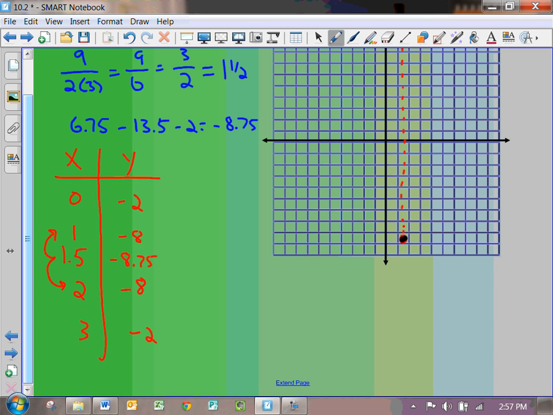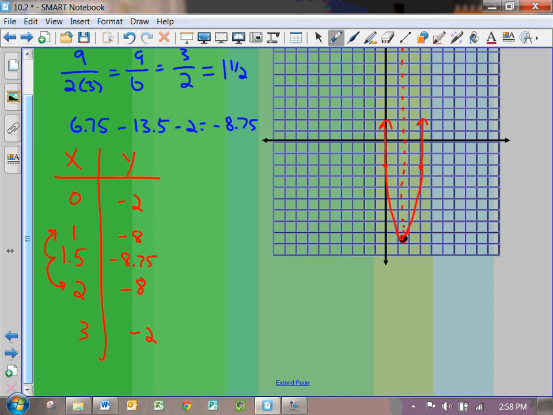So this graph's going up. So right on the edge of these is going to be negative 8, negative 8. Then it skyrockets up here to negative 2 and negative 2 right there. So your graph's going to be pretty skinny there. All right, so there's your second graph.